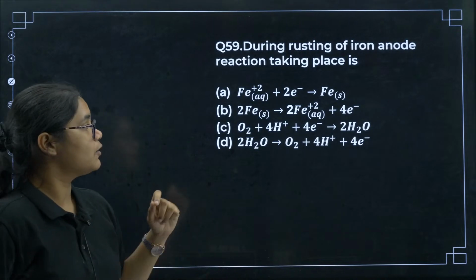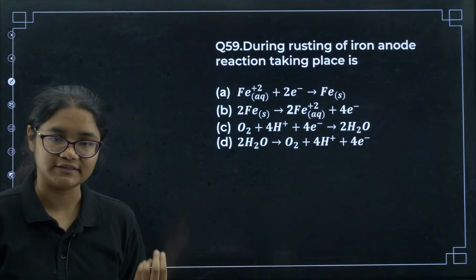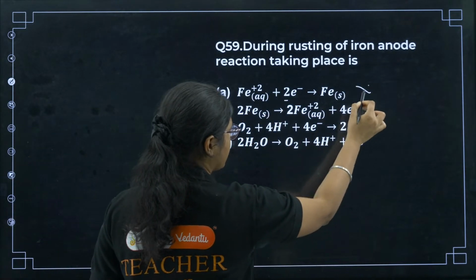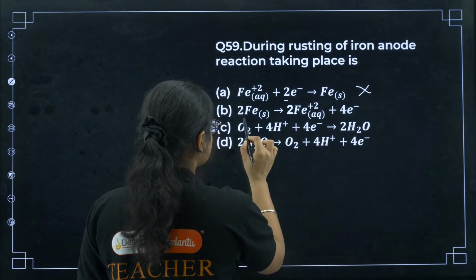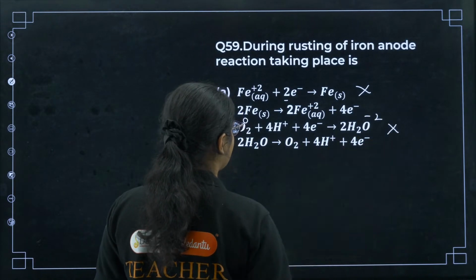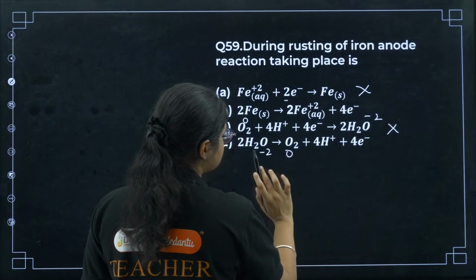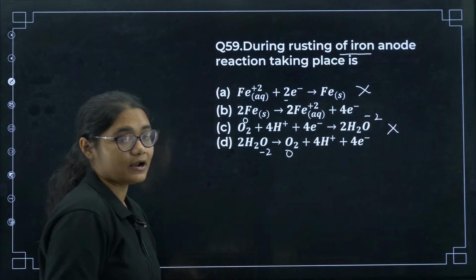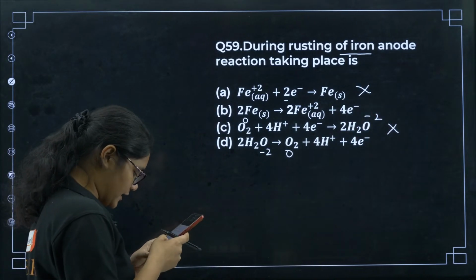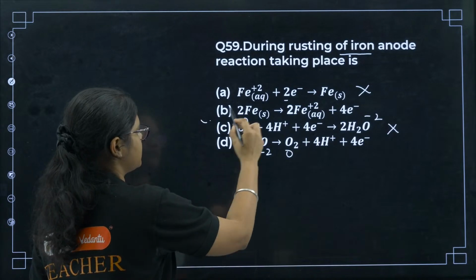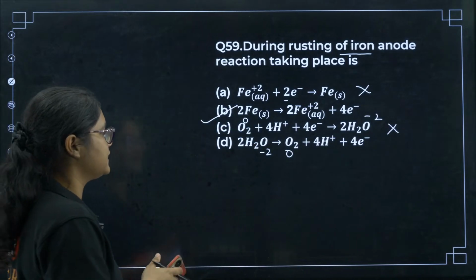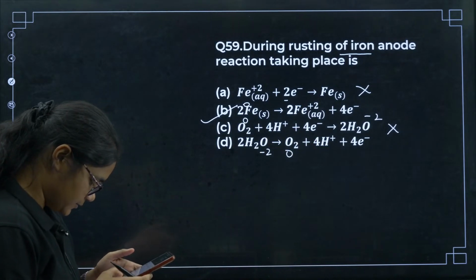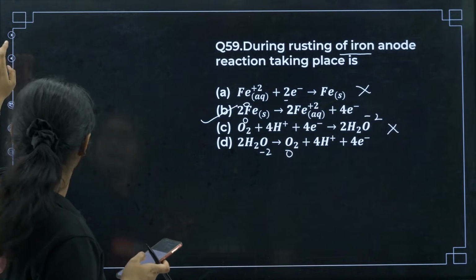Okay, so at the anode, it is always oxidation, right? We can easily find out where oxidation is taking place. Here it is reduction, so you can eliminate it. Here also it is reduction, you can eliminate. Here it is oxidation, and during rusting, iron is taken as the anode and undergoes oxidation. So the correct answer will be option B, where Fe goes from 0 to +2, oxidation. Yes, Smiley has given the correct answer.